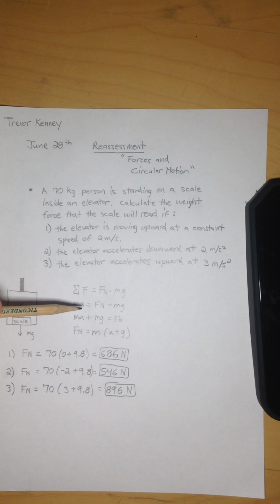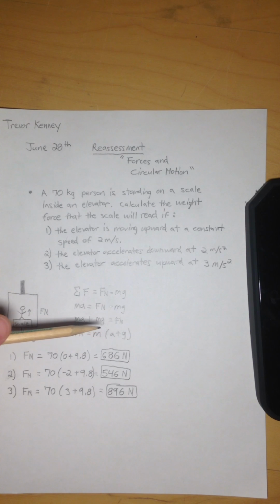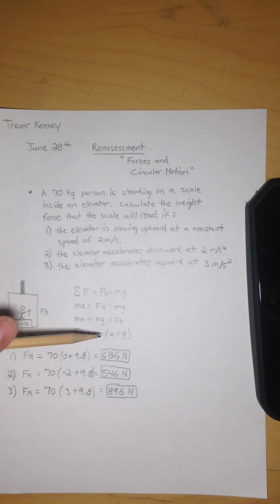So ma equals normal force minus the weight force, and we have ma plus mg, which is gravity, equals Fn, normal force. Also we have normal force equals the mass, parentheses, acceleration plus the gravity of acceleration.